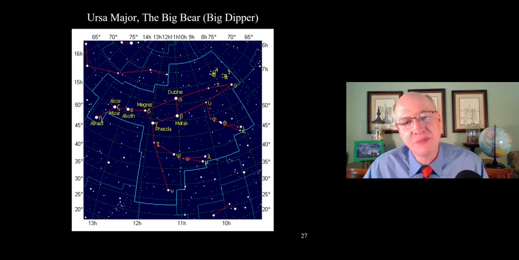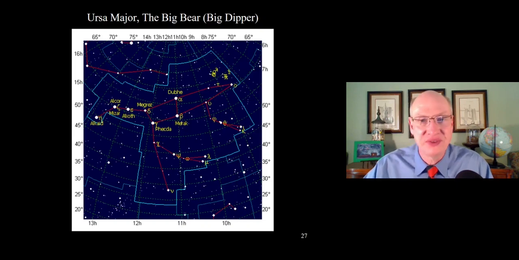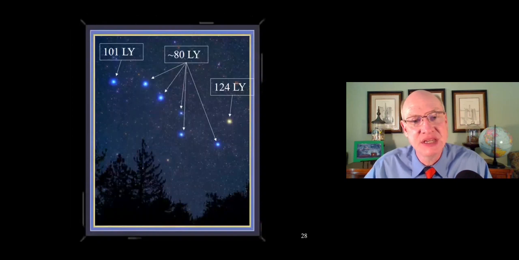So I pick Ursa Major for talking about the distances to the stars because it's an easy constellation to find. And it also points out very nicely that not all the stars in a constellation have the same distance from us.